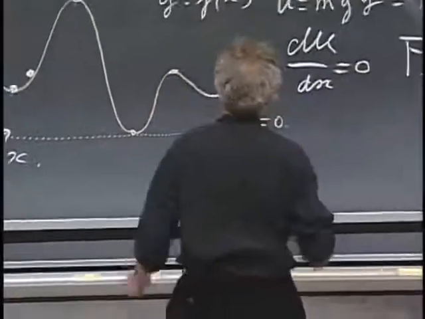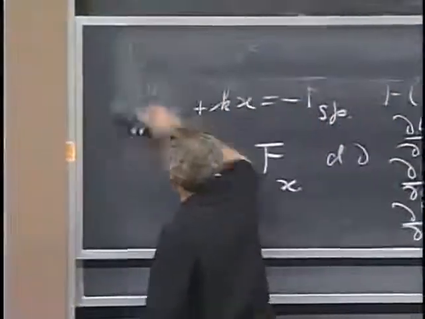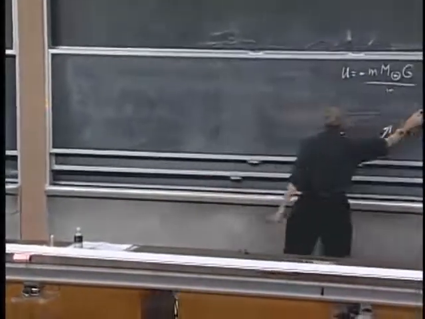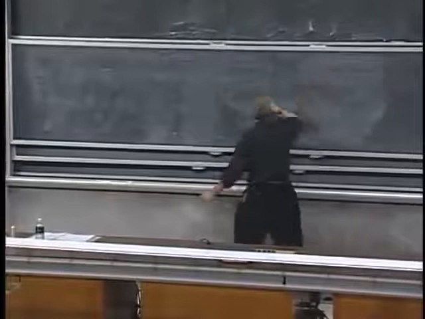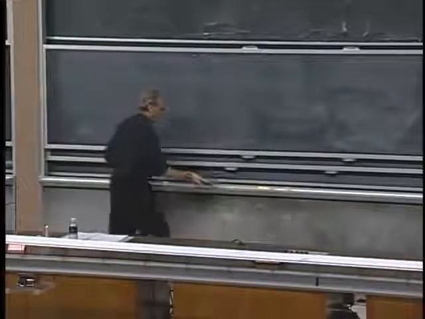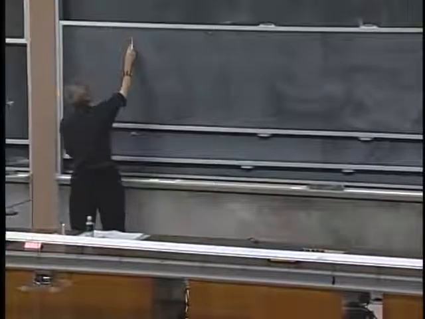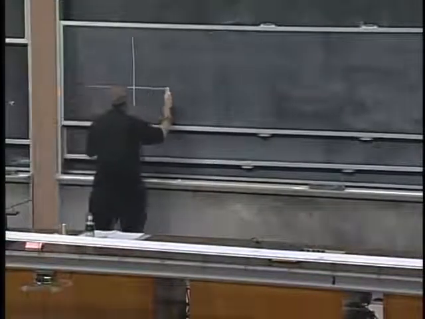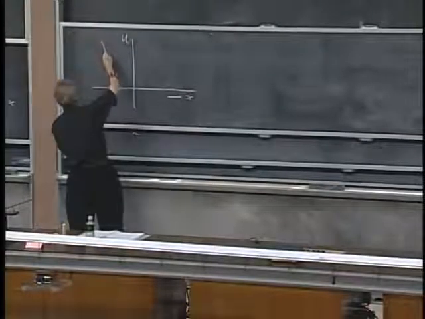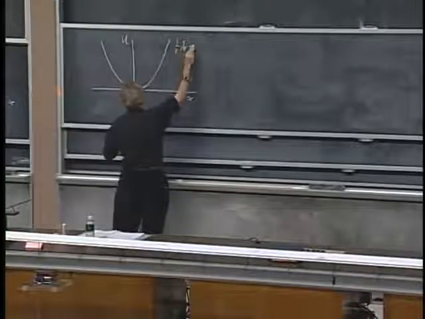I'm going to return now to my spring, and I'm going to show you that if you use the potential energy of the spring alone, you can show that an object that oscillates on a spring follows a simple harmonic motion. So here is u as a function of x, and this is the parabola that we already had. This equals 1/2 k x squared.